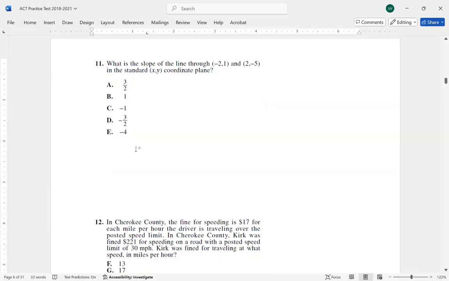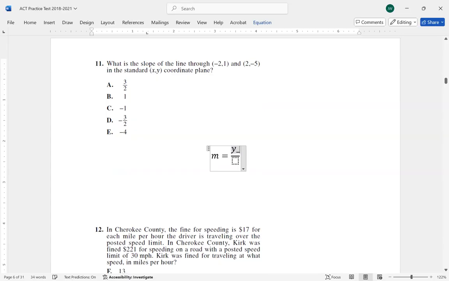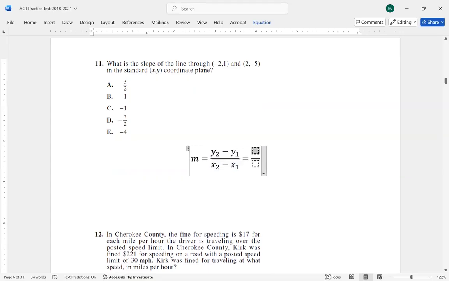Question 11. What is the slope of the line through point -2, 1 and point 2, -5 in the standard XY coordinate plane? So the slope formula is the y value of point 2 minus the y value of point 1 divided by the x value of point 2 minus the x value of point 1. That's the slope formula between any 2 points.